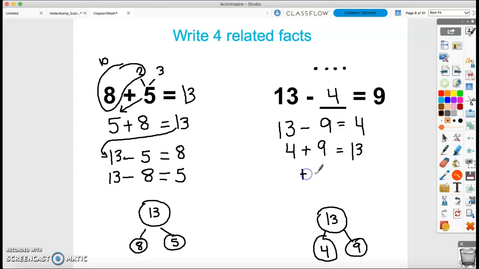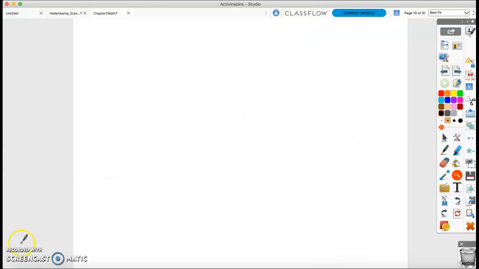Let's try that again. Another addition sentence. We cannot start with 4 this time, so what number can we start with? Yep, you got it. We can start with 9 plus, what's our other number? 4, awesome, equals 13. Remember, our sum is the same when we add. It doesn't change. Awesome job learning today.